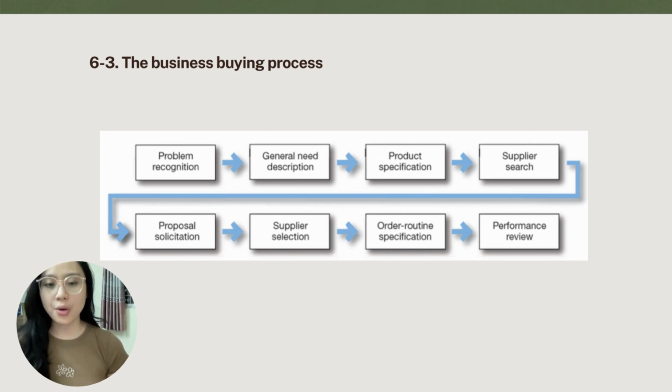Step 7, order routine specification. That means the buyer writes the final order with the chosen supplier, listing the technical specifications, quantity needed, expected time of delivery, and return policies. And the last step is performance review. The buyer assesses the performance of the supplier and decides to continue, modify, or drop the arrangement.